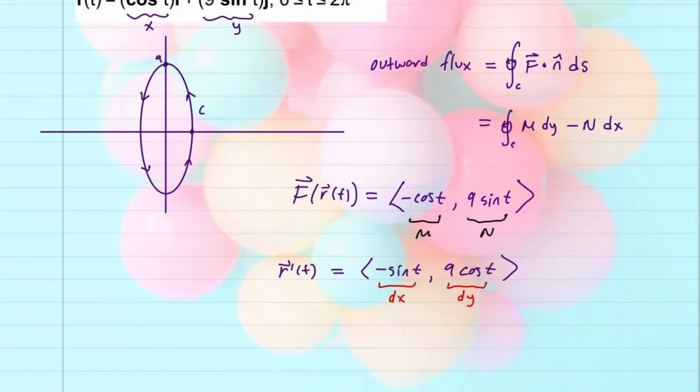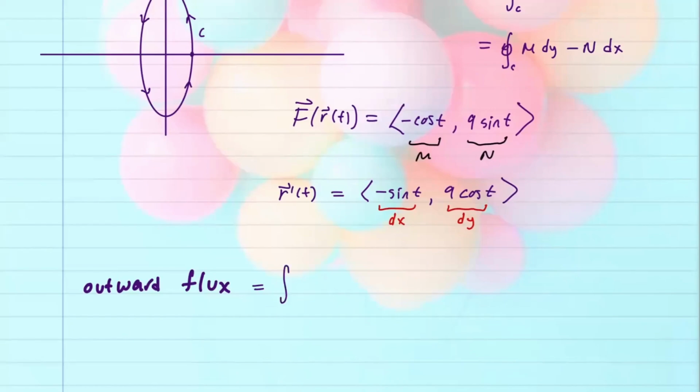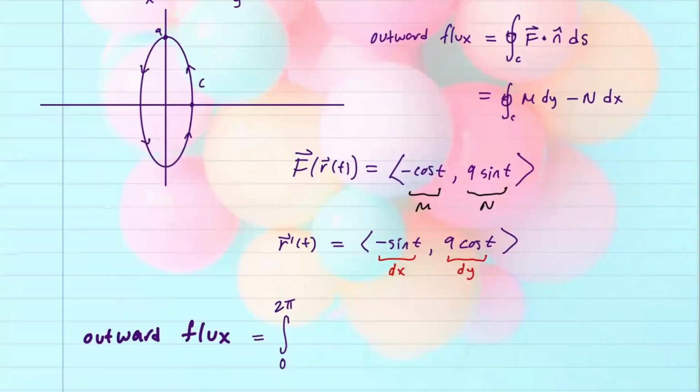So here, m is going to be substituted right here. dy, we're going to substitute right here. n is this, and dx is that. So after making the substitution, we know that the outward flux of this vector field, we're going to integrate from 0 to 2 pi, because those are the bounds on t, as you can see in the problem.